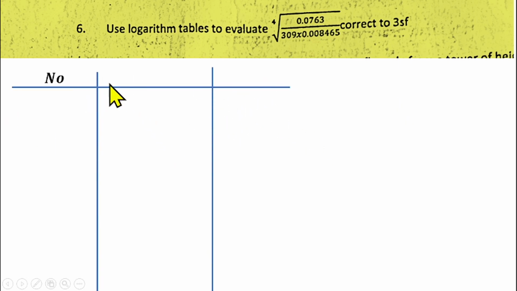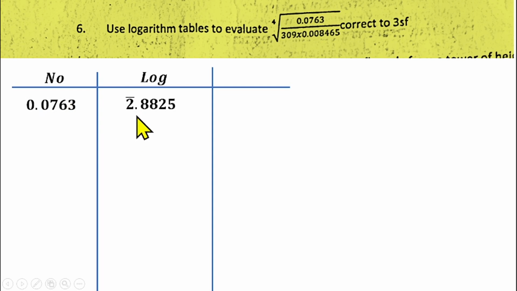You have the number, and we have the log. Then from there you can start inputting these numbers one after the other. The first number is 0.0763. You know that the logarithm of this number is going to be divided into two parts: the characteristic and the mantissa. The characteristic is what you need to get first. What's the characteristic of this number? That is bar 2.